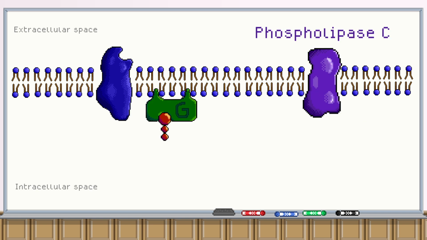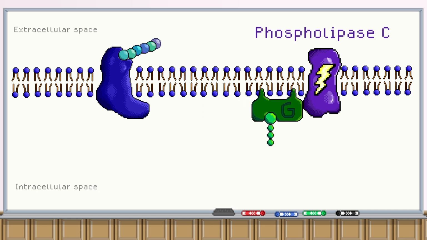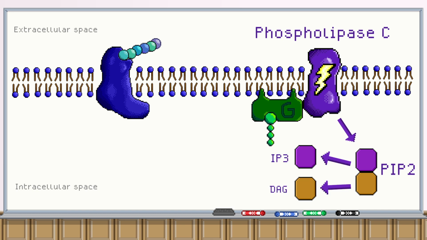Let's talk about our second common pathway, which uses the phospholipase C enzyme. Just like we saw with adenylate cyclase, this enzyme also has to be activated by our G protein. So GDP is bumped off and then replaced with GTP, and the G protein runs along the cell membrane and activates phospholipase C. Once activated, phospholipase C splits phosphatidylinositol bisphosphate, also known as PIP2, into diacylglycerol and inositol triphosphate, or IP3. These two products of this reaction are the second messengers of this pathway.